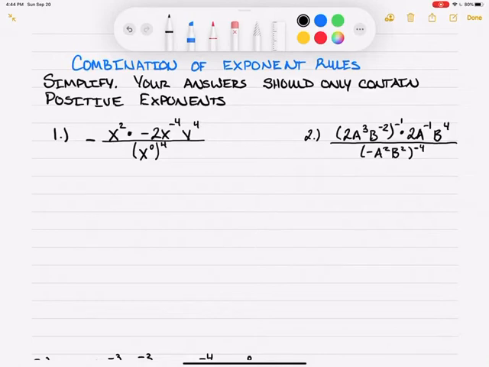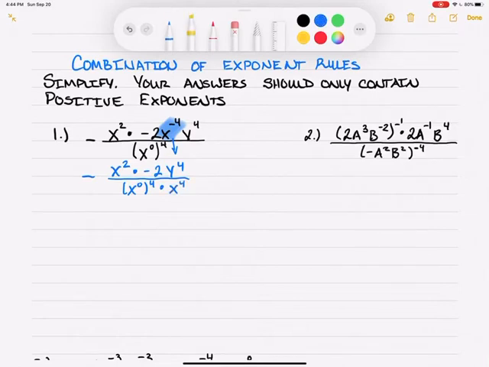Me personally, I would try to move any negative exponents either up above or below just to make them positive and then work from there. So that being said, I'm going to move x to the negative fourth down so that it can become positive. So I'd have negative x squared times negative 2y to the fourth over x to the 0 power raised to the fourth times x to the fourth.